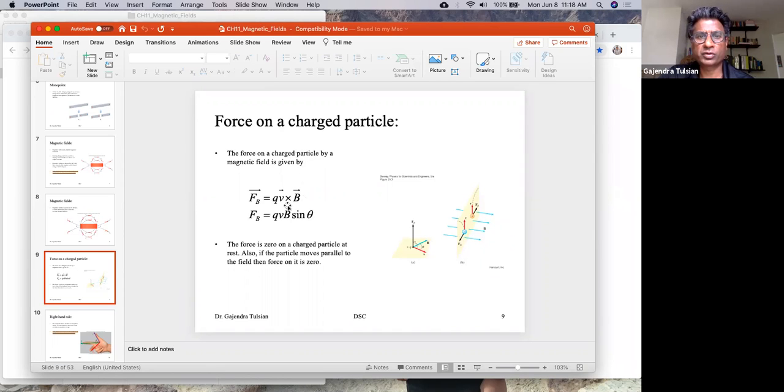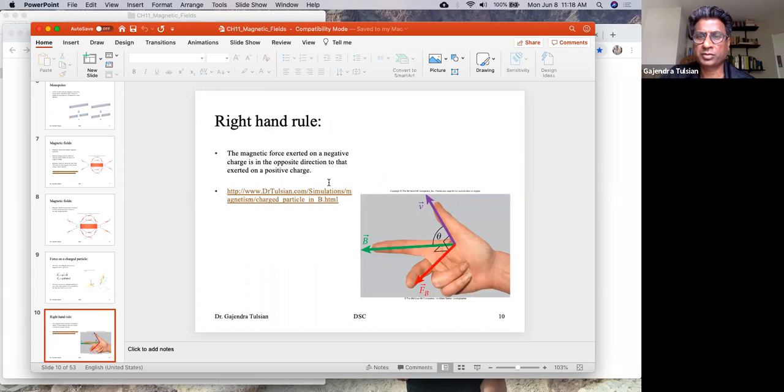Okay, so the force is a cross product, v cross B. Okay, and for a cross product, you take the first vector and there's the second vector. So, and the cross product will point in this direction. The cross product is perpendicular to the plane containing the two vectors. Okay.